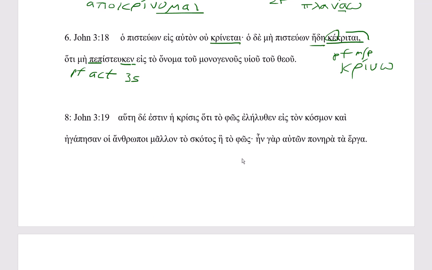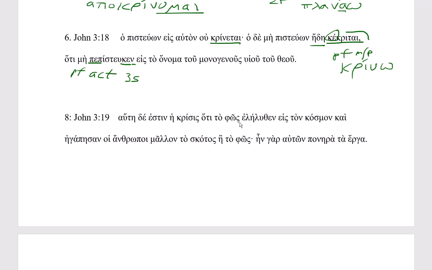All right, let's take a look and see what we've got here. We have haute. This is this demonstrative pronoun. It is nominative feminine singular, and it's going to match with he krisis. So he krisis is a feminine nominative singular. Estin is third singular of eimi, present, and then he krisis. So this is the judgment. So we have a predicate nominative, and haute would be your subject. This is the judgment, hoti, that.